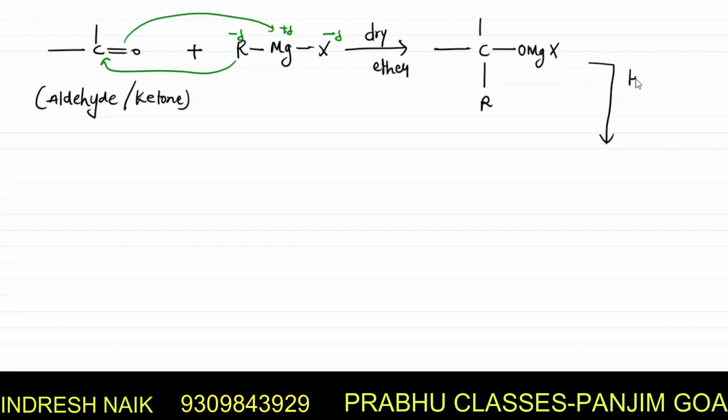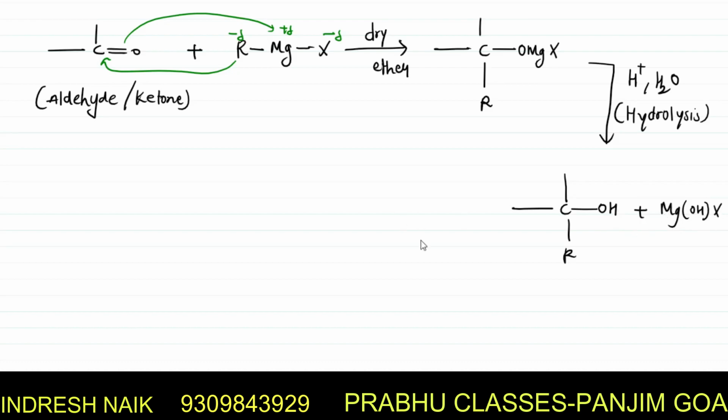Further, if you do the hydrolysis with H, this represents hydrolysis, which means breaking of bonds using water. I want to break this bond. So this compound changes to OH, plus MgOH as the byproduct. Now, students, what kind of alcohol is this: primary, secondary, or tertiary? At this point we cannot judge, because I did not fix whether this is an aldehyde or a ketone.